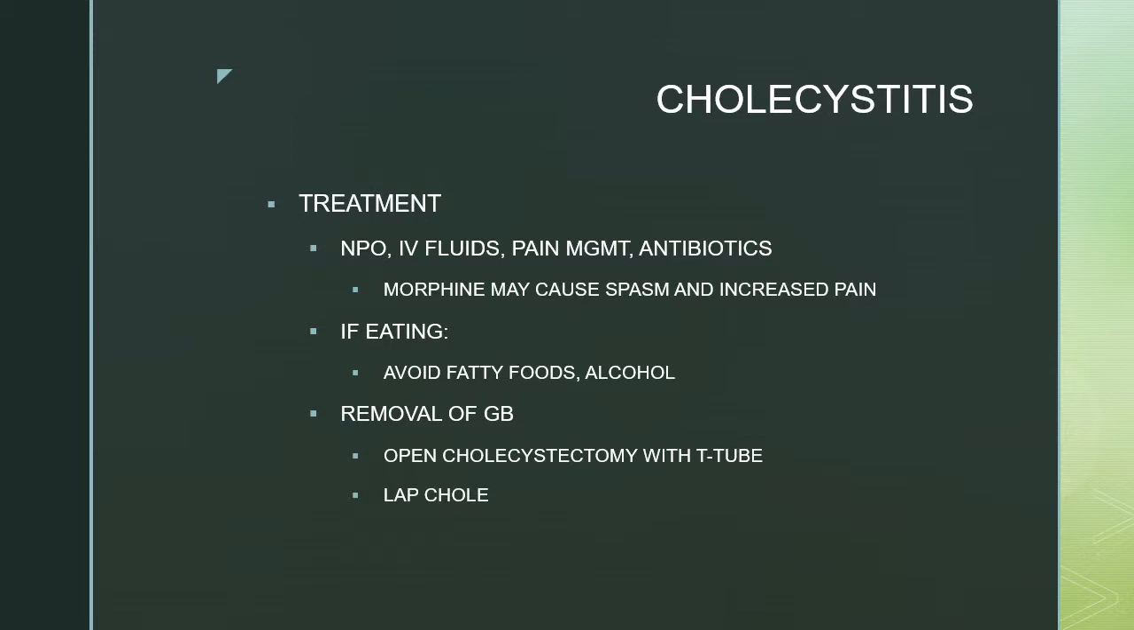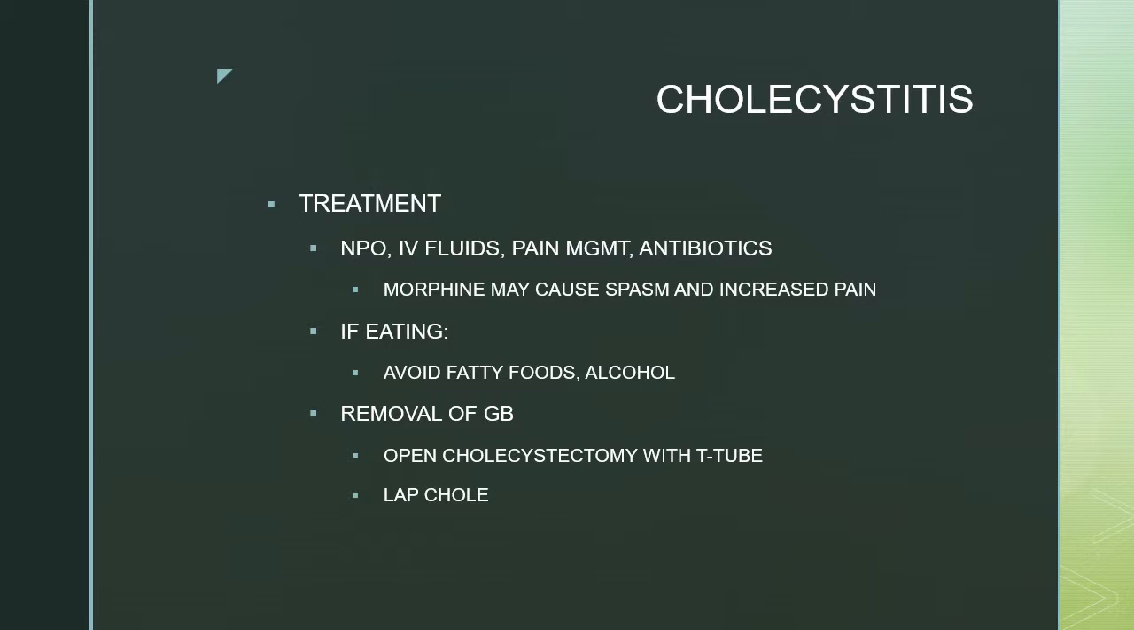Treatment for an inflamed gallbladder includes making the patient NPO because anything they eat is going to cause the gallbladder to contract, which will cause more pain. Providing them with IV fluids, pain management, and antibiotics. Morphine, interestingly, because of the histamine response, can cause spasms and increase pain, so fentanyl would actually be a better drug in this choice. If they're eating, they should avoid fatty foods and alcohol.